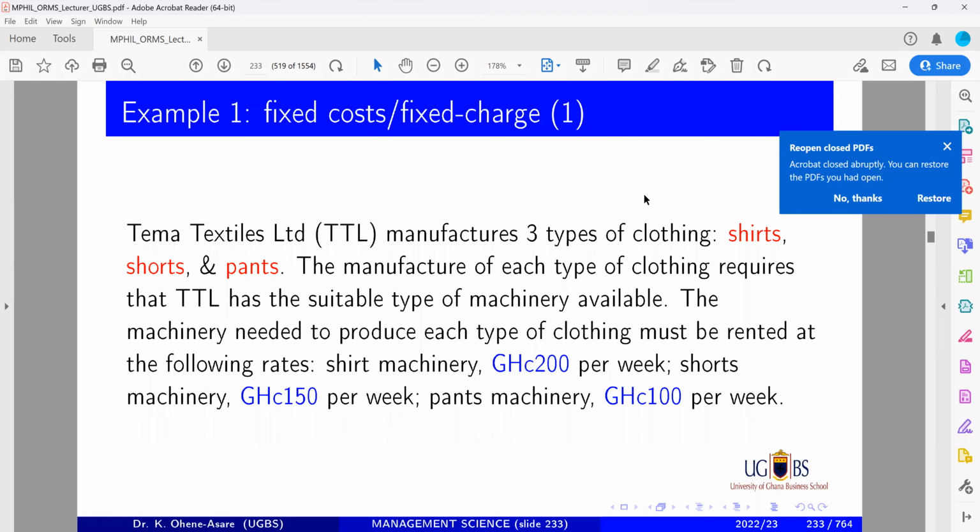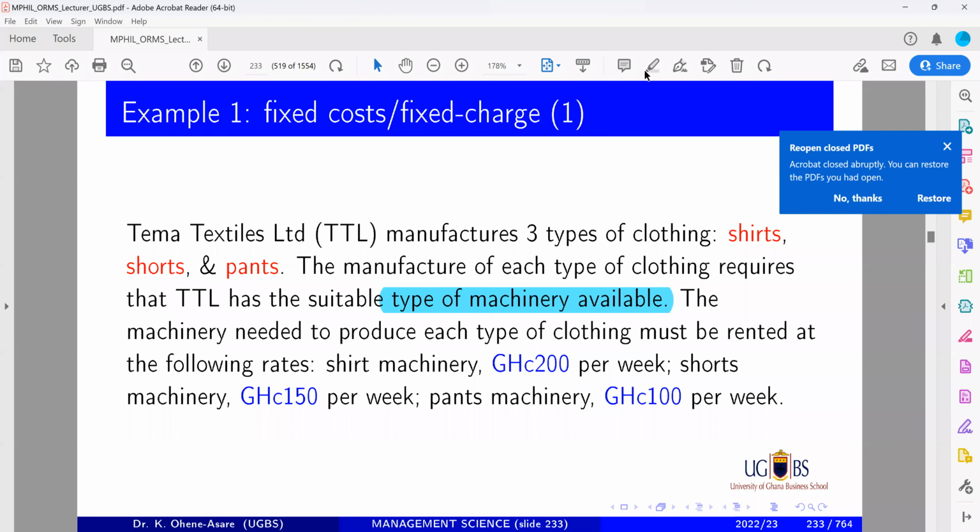In manufacturing each type of this clothing, the company has to have suitable type of machinery available. That word is an important word. You need a suitable type of machinery available. What it means is that if I want to produce a shirt, I need shirt machinery there. If I want to produce shorts, I need shorts machinery there. If I want to produce pants, I need pants machinery to be there to produce the pants.